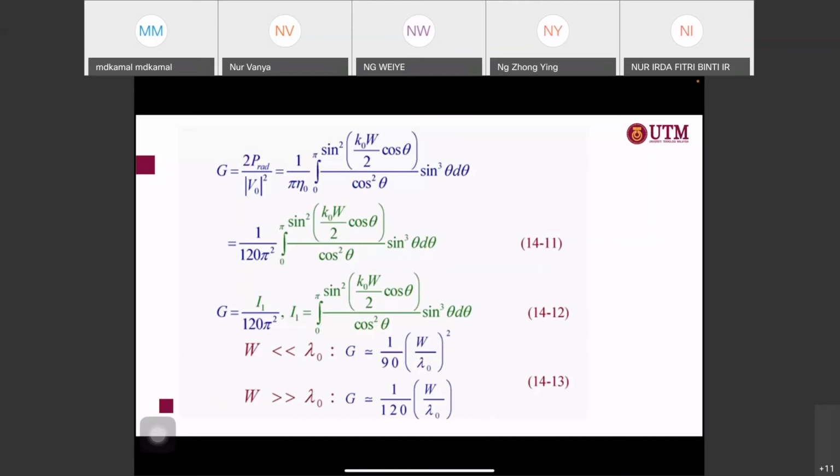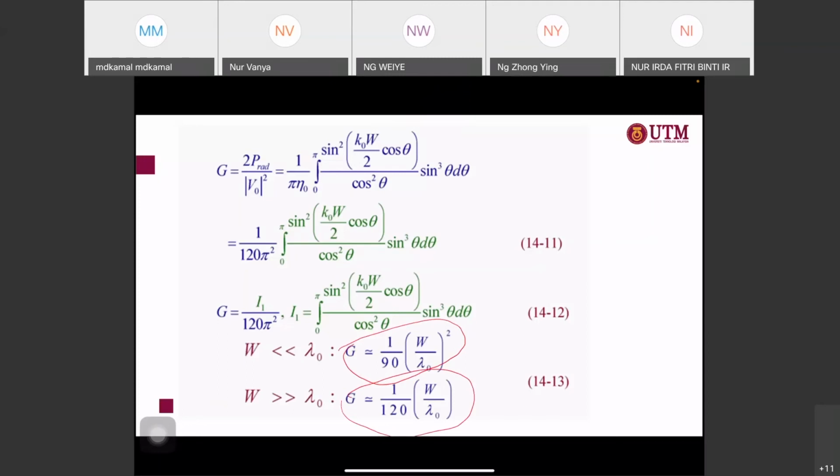I1 over 120 pi squared, where I1 is equal to this particular value here. So G here, you can find the R later on. G is actually equal to 1 over R. R is to determine your resistance, your impedance.